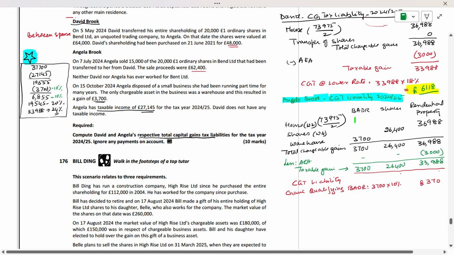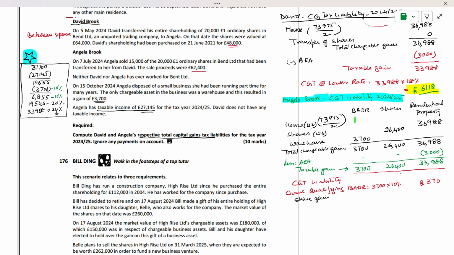Okay, you have to refer to this one. Next, BADR, the rule itself is 10% only. Yes. Oh, fine. If the rule itself is 10%, in spite of that, we have to mention it. Next, what is the shares gain? We have to bifurcate. Okay, you have to bifurcate.